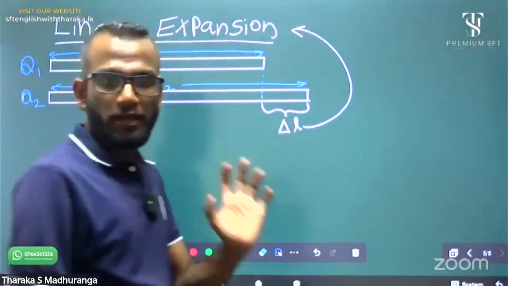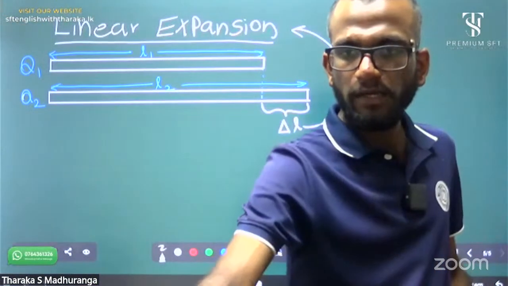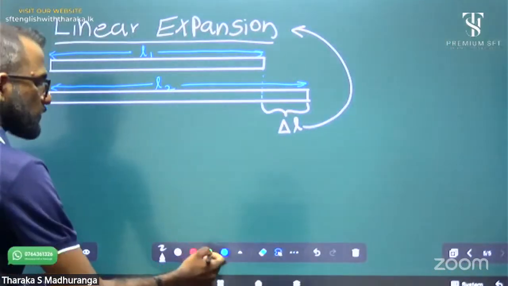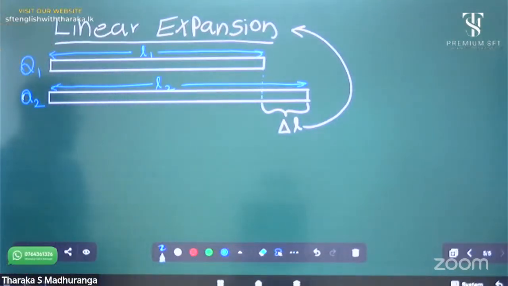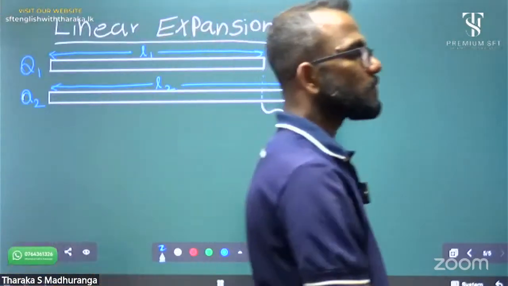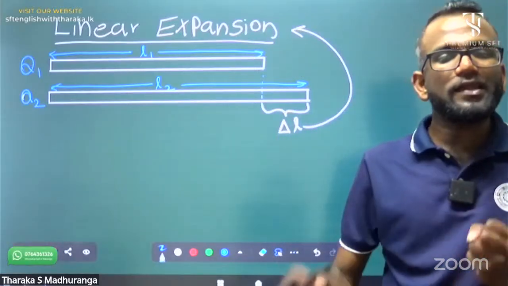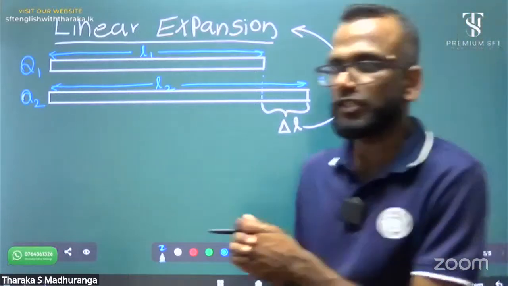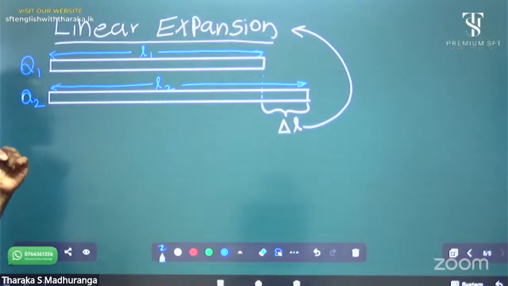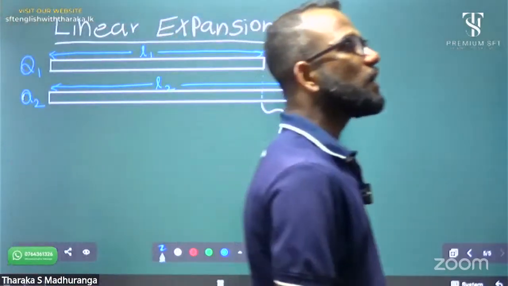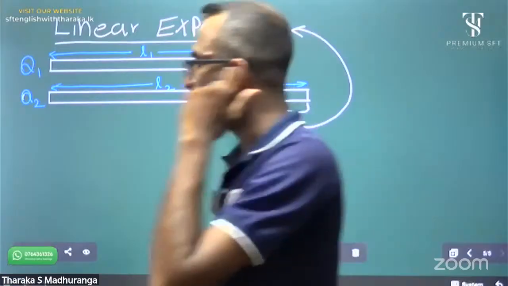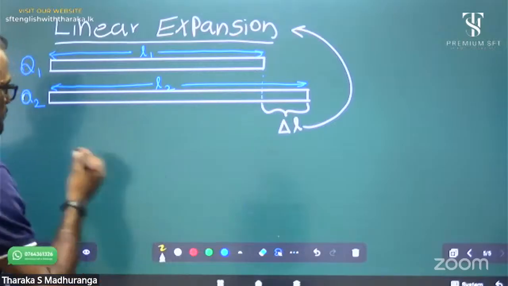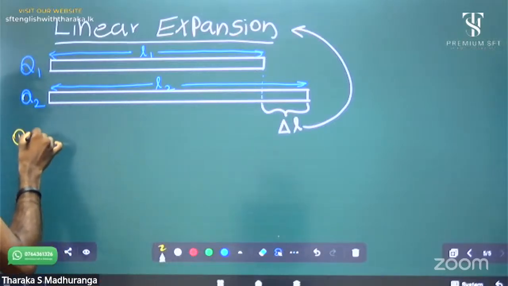Clearly understand that, it's a very important part of the lesson. The remaining parts are very simple. Okay, see this. I told you there are three main factors that affect linear expansion, right? What is the first factor? Initial length. The first one is the initial length.